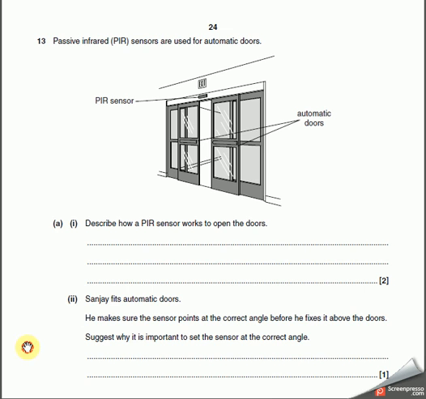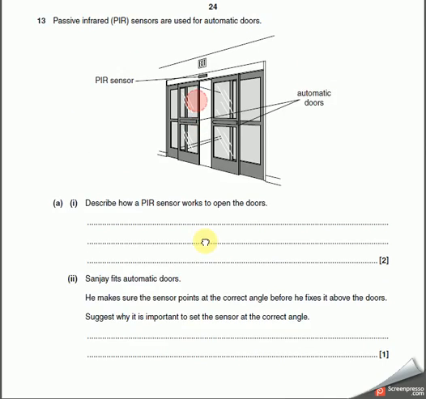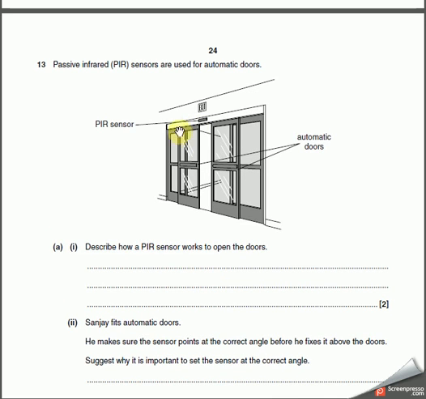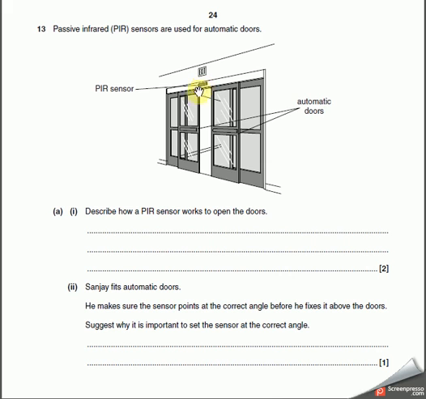Okay, Sanjay fits automatic doors. He makes sure he puts a sensor points at the correct angle before he fixes it above the door. Suggest why it's important to set the sensor at the correct angle. Well, I don't know really. I think the common sense thing is the angle is going to be appropriate, so it would sense them as they walk towards a door, so the doors would open on time, I guess.